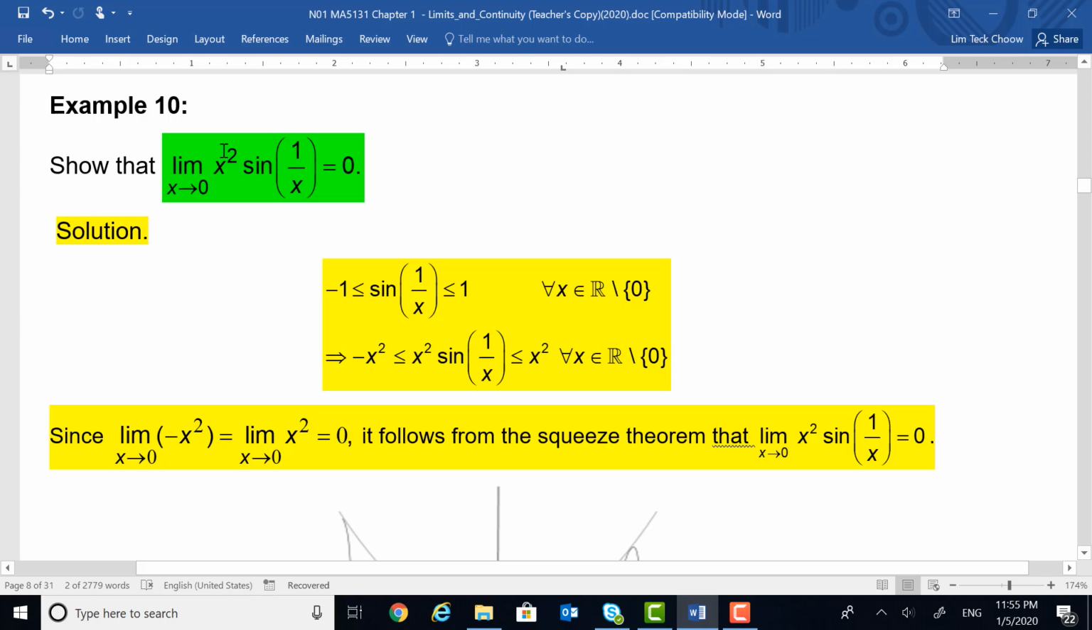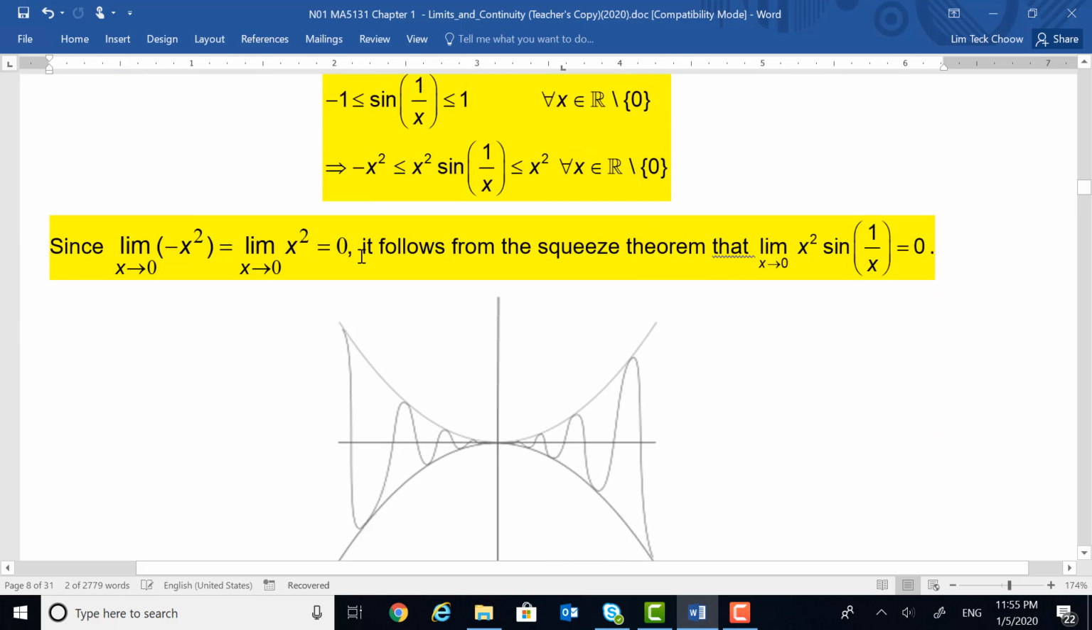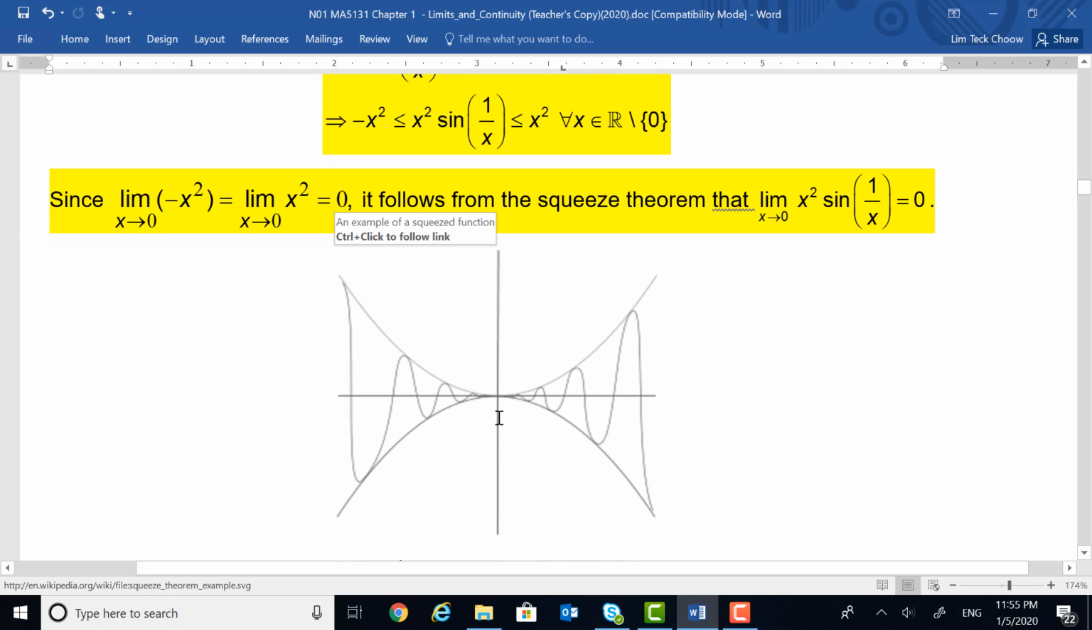Geometrically, if you were to plot this graph of x squared sine of 1 over x, it will look somewhat like this. So from the graph, you can see that it's true. When x goes to 0, the function x squared sine of 1 over x does go towards 0. Can you see? When x goes to 0 from the left and from the right, the function value, or the y value, is almost 0, or rather it goes to 0.